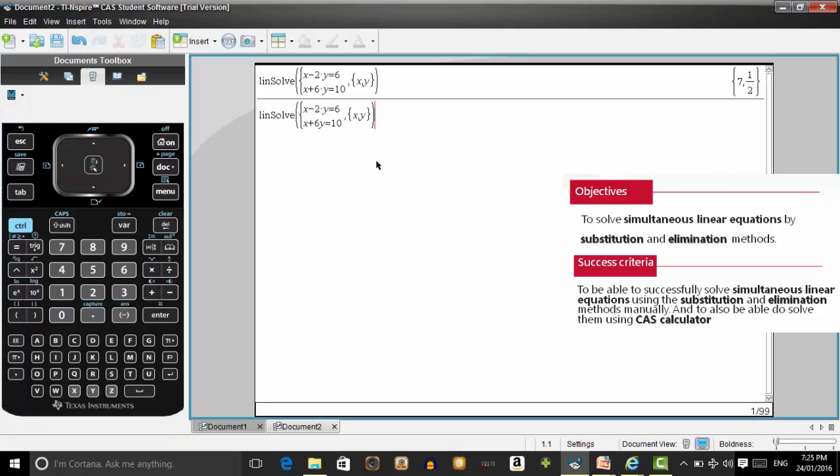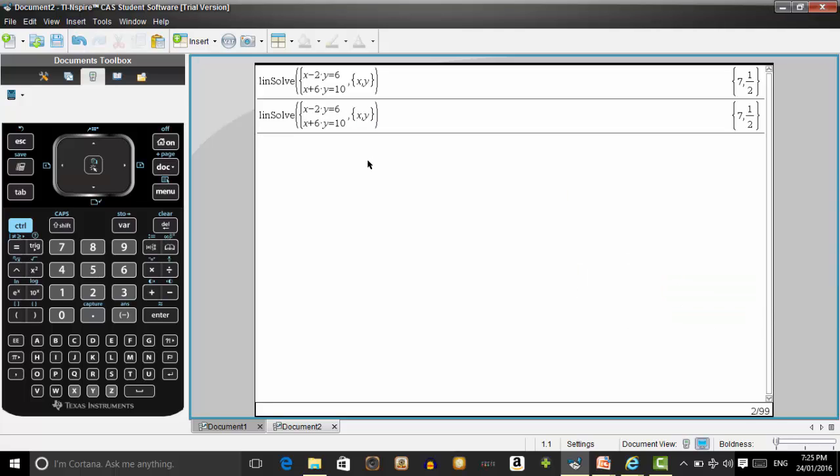If we press enter, as you see here, it actually put this dot symbol, which means it recognizes it's multiplication. So I did it for you. And that's it. The solution was x equals 7 and y equals half, exactly like what we got in algebra.